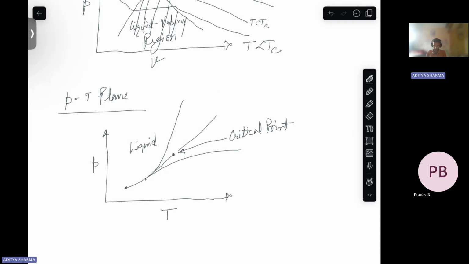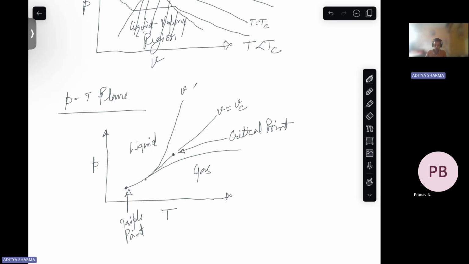And to the left of this line, the line joining the triple point and critical point, to the left of this is liquid phase, and to the right of this is gaseous phase, right? Yes. And this we have as critical specific volume.